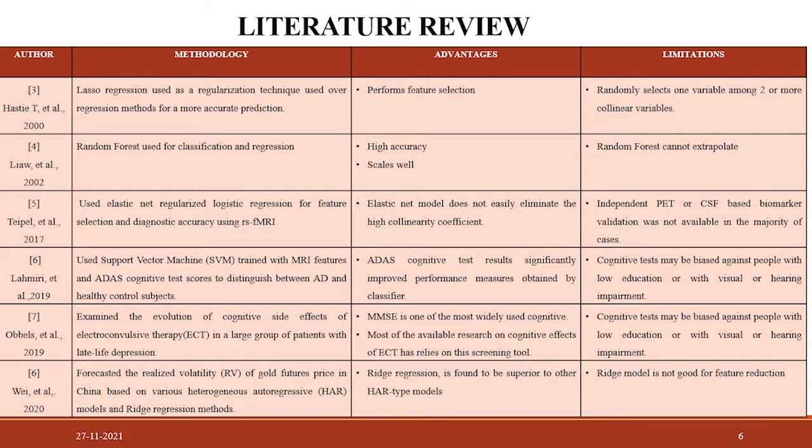The last paper made use of heterogeneous autoregressive models, HAR models, and ridge regression methods to predict the gold future price in China. In this paper, the ridge regression model was found to be superior to the heterogeneous autoregressive model. But the limitation of this paper is that the ridge model is not good for feature reduction.